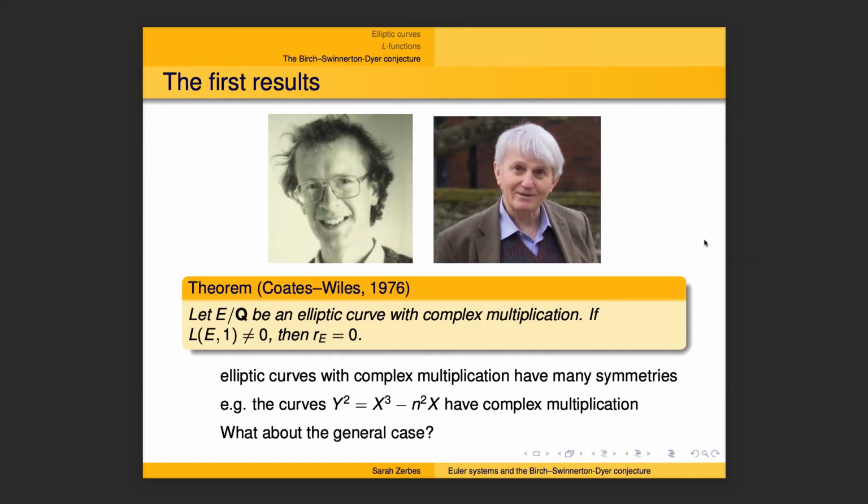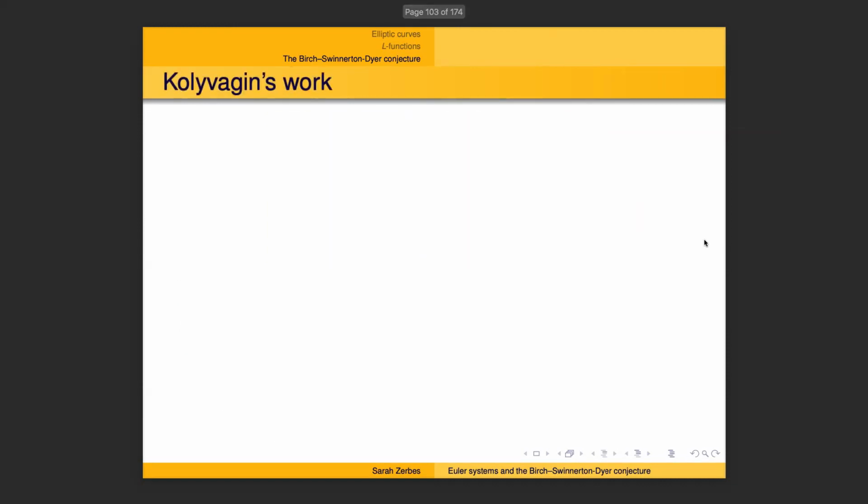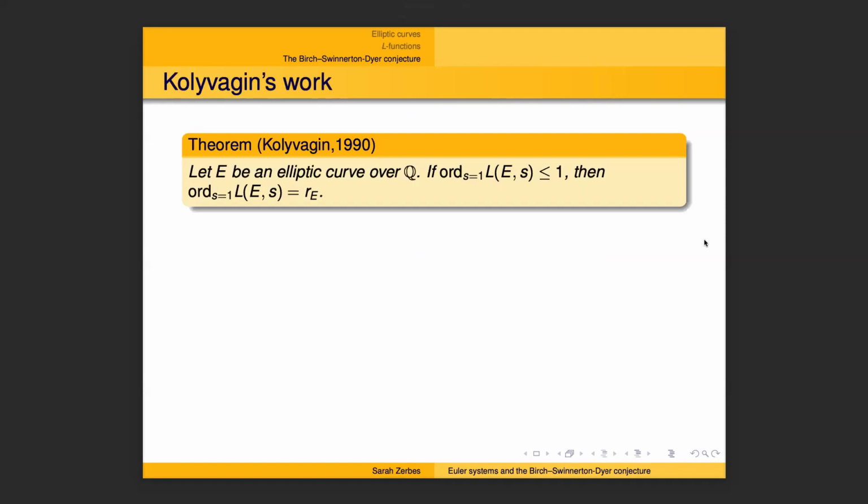So, that's for elliptic curves with CM. What about the general case? Well, it's still open. The strongest result in this direction is due to Victor Kolyvagin, who proved it when the order of vanishing is at most 1. In this case, the order of vanishing determines the rank of the elliptic curve. And I just want to say, nothing is known when the order of vanishing is bigger than 1. That seems to be a genuinely difficult case, which cannot be cracked by the methods that Kolyvagin and then others introduced and refined.